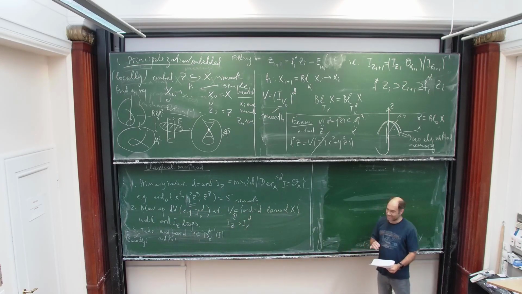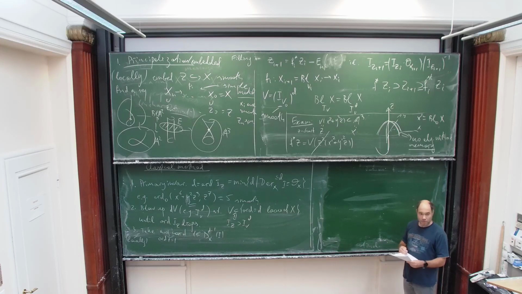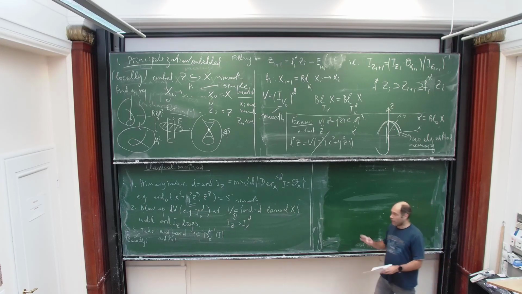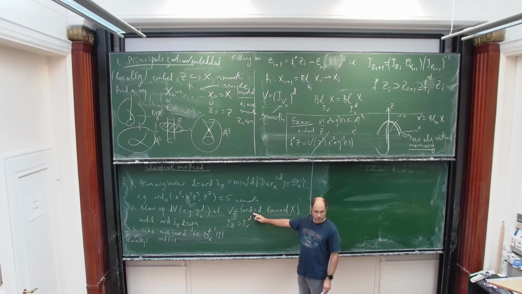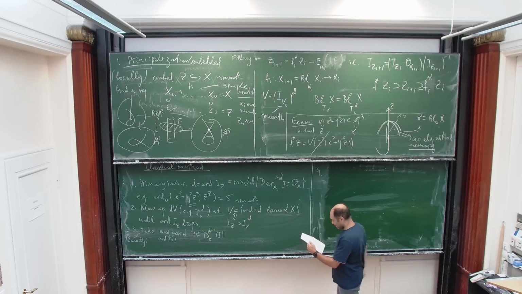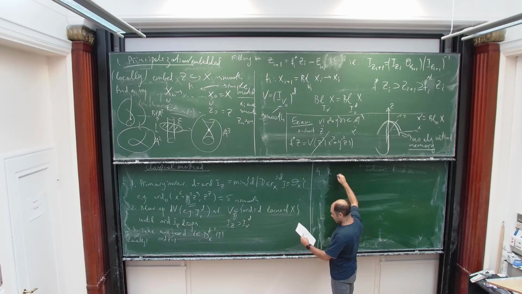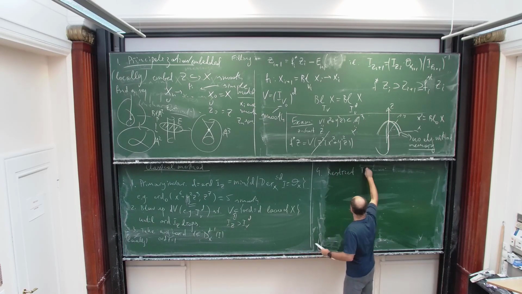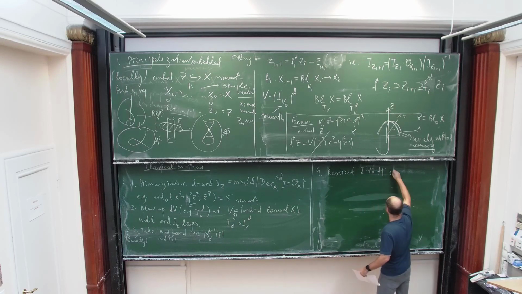So here there's something which is not canonical. I did not say how I choose it yet. I say that this is my limitation. This is just a limitation. Now I'm going to restrict I to H, smartly.